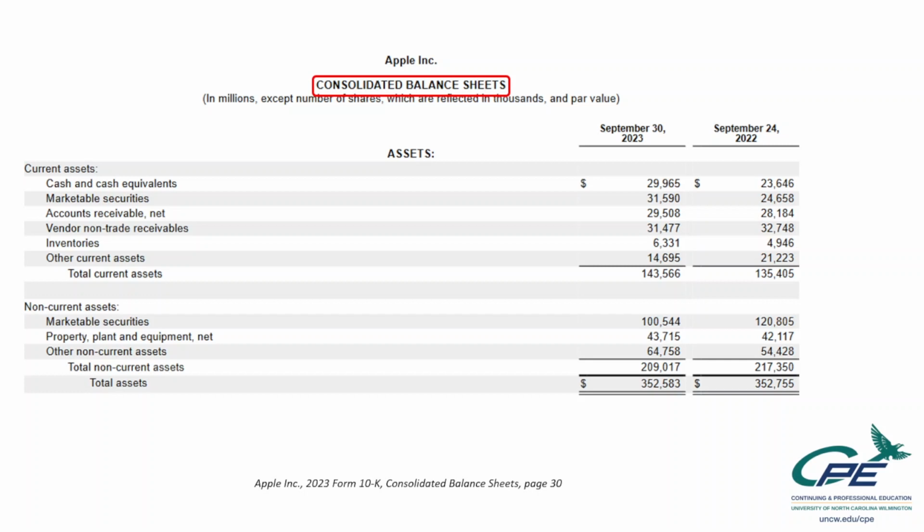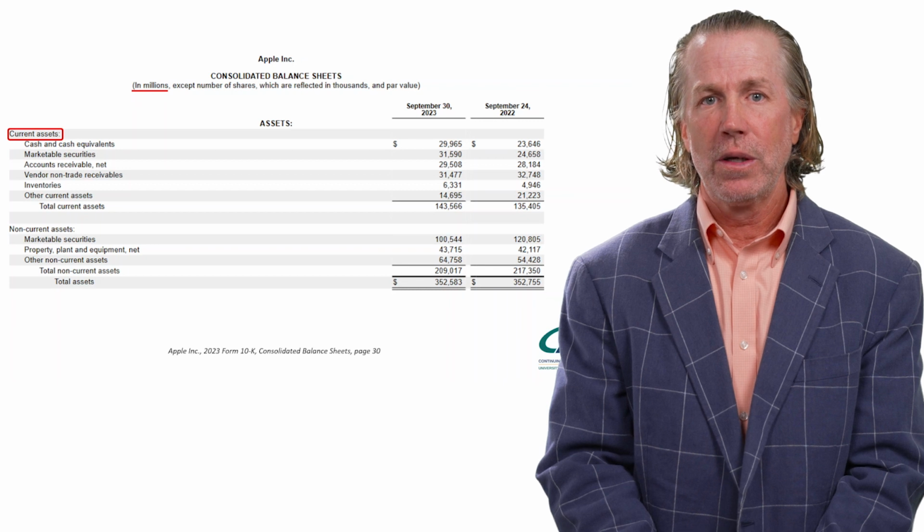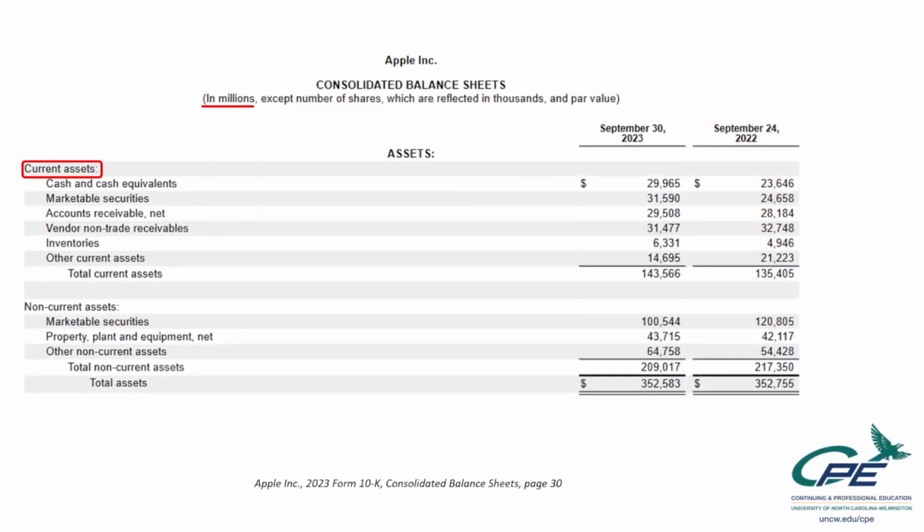Assets are what the company owns, liabilities are what the company owes, and owner's equity is the amount that remains. These reported balances are again in millions. Within the assets, the company will differentiate between current and non-current. Current assets are those that are expected to convert to cash within 1 year.